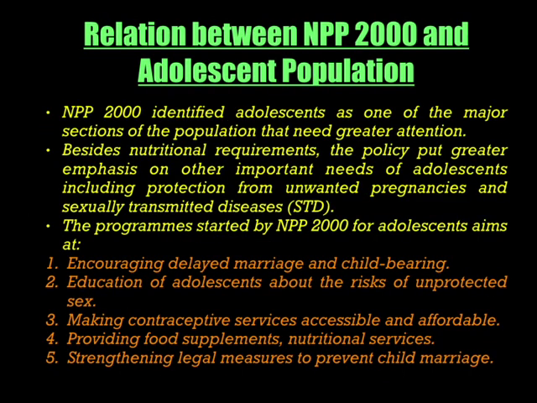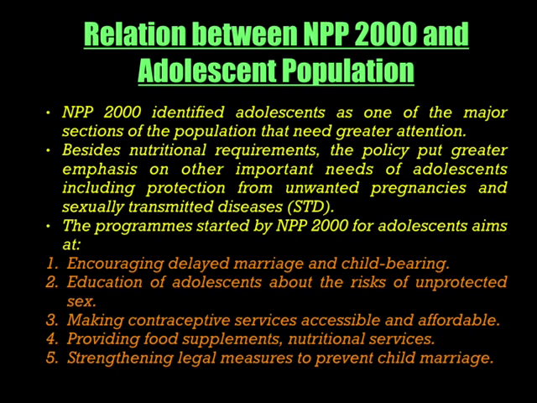So let us see the relation between NPP 2000 and the adolescent population. The NPP 2000 identified adolescents as one of the major sections of the population that need greater attention. Besides nutritional requirements, the policy put greater emphasis on other important needs of adolescents, including protection from unwanted pregnancies and sexually transmitted diseases, or STDs.